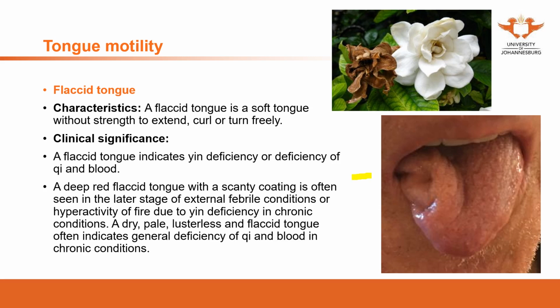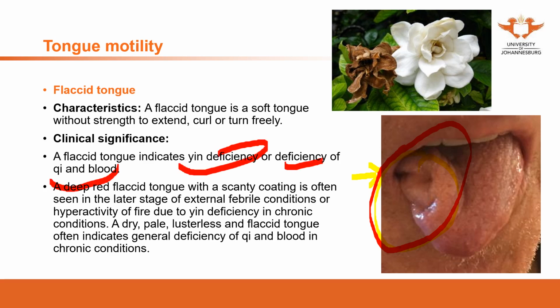this tongue was actually a combination. We're going to talk about this tongue again in the next few slides. This is an example of a flaccid tongue. When the patient puts the tongue out, it becomes very soft, especially this part. This part is soft and doesn't extend well. This situation indicates insufficiency or deficiency of qi and blood. So it can imply deficiency.